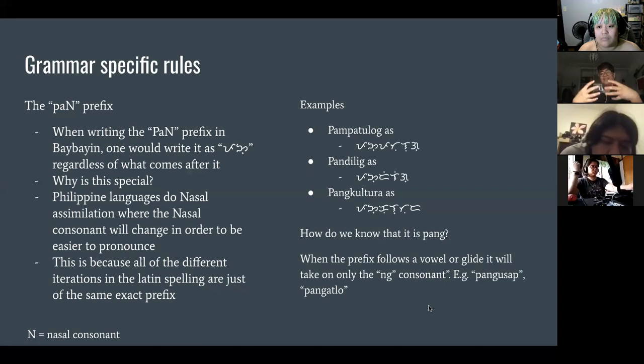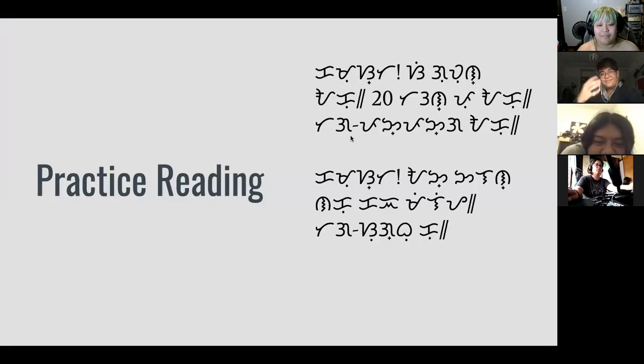Does this make sense? The way that n sound will change depending on where it's being pronounced. Can I get a thumbs up? If it's thumbs down, I will keep on explaining. Do you have a question? Or thumbs up? Okay, cool. I think practice reading time.